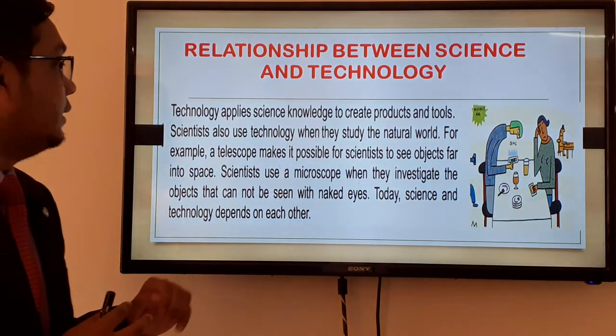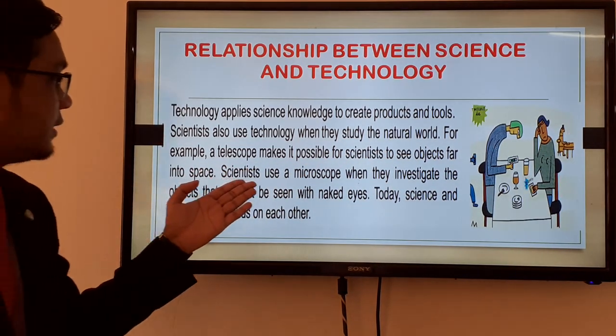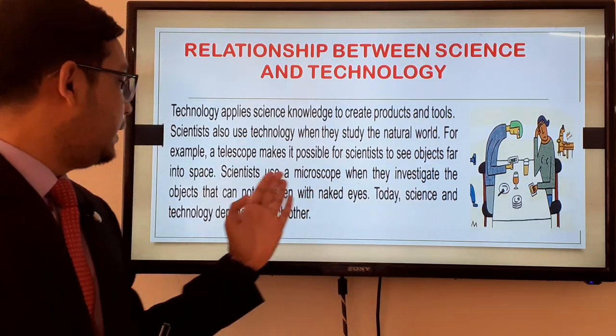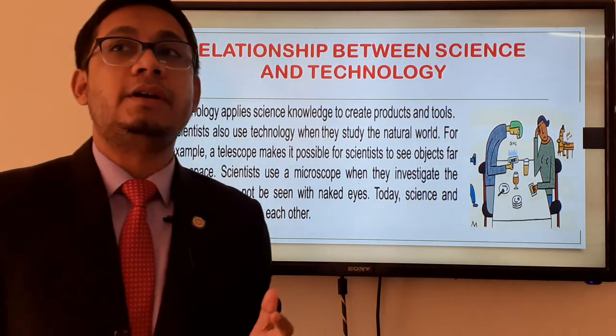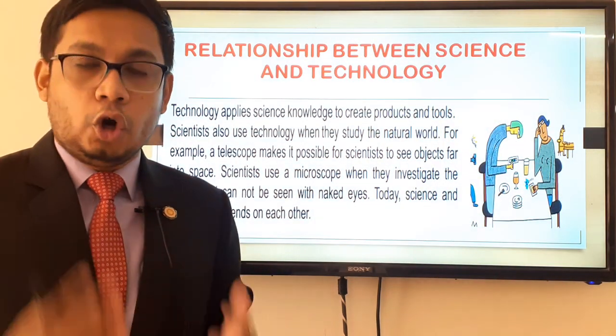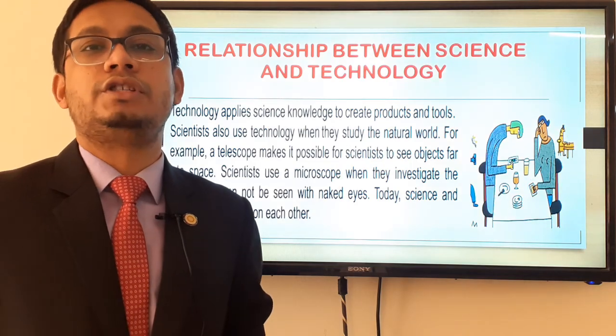So a telescope makes it possible for scientists to see objects far into space. Scientists use a microscope when they investigate objects that cannot be seen with naked eyes. So science and technology depend on each other. By using the knowledge of science, we can create technology and develop it more and more.